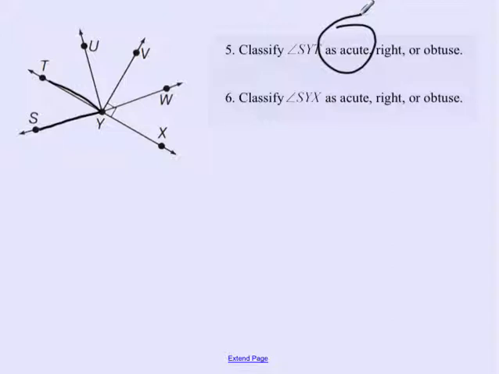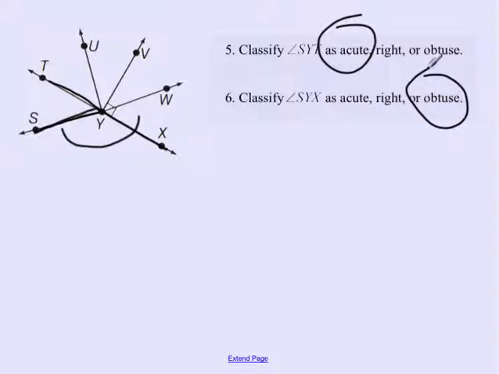Then, taking a look at number 6, what we want to do is SYX. SYX. So that's talking about this whole big angle right there. So if you'll notice, that whole big angle to me looks like it's larger than 90 degrees. So then that is going to be obtuse.